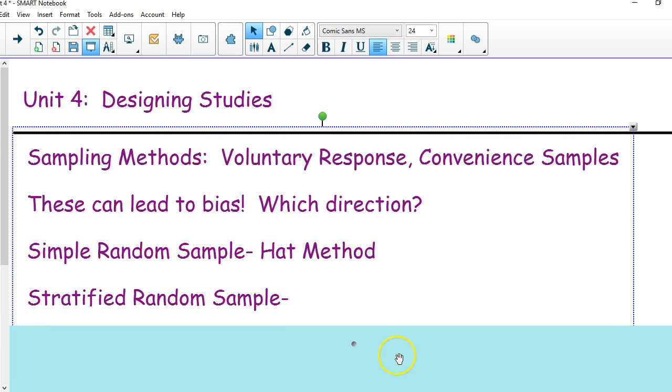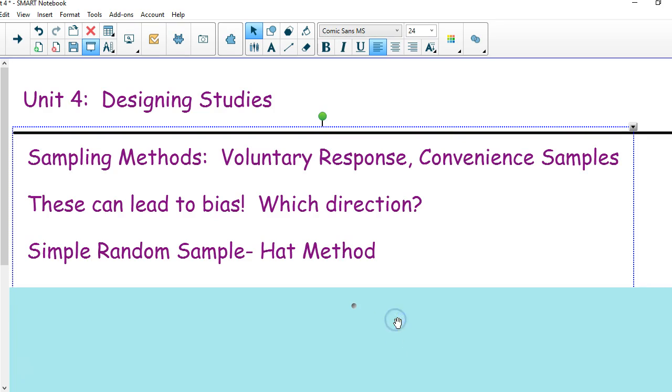A stratified random sample would be if I needed to make sure that it was a little more representative of the population. For example, if I wanted to ask everyone here how much pizza or what kind of pizza they liked, there is a chance I could get mostly seniors in that sample of 100 kids.